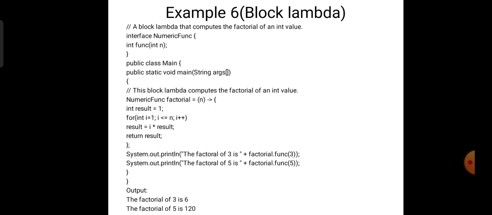Then a block lambda, where more than one statement is used, and we calculate the factorial value. So we pass the values 3 and 5 to the factorial. 3 factorial is 6 and 5 factorial is 120. This is the block lambda expression in our Java programming. Then the interface is created and the main function is created.